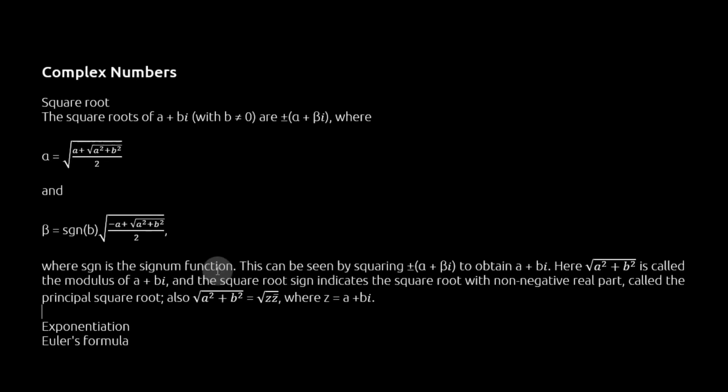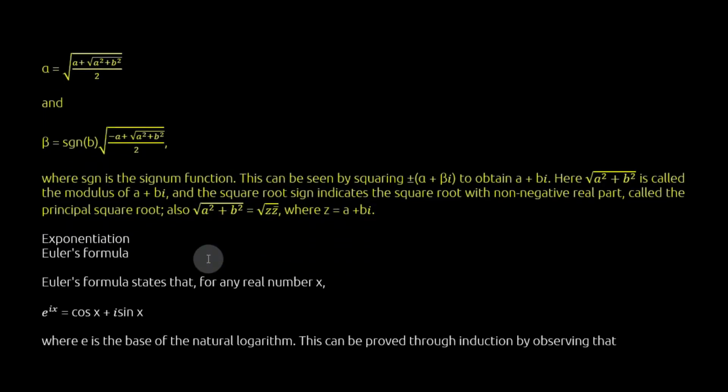So basically this is an action. Complex numbers can be squared. You just use these two simplified formulas and then you will get the final square root of a plus bi. So it's an action, which means we can give it yellow. It's an action. Complex numbers can be squared.